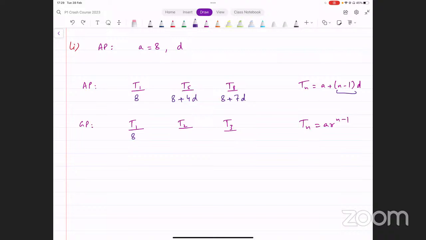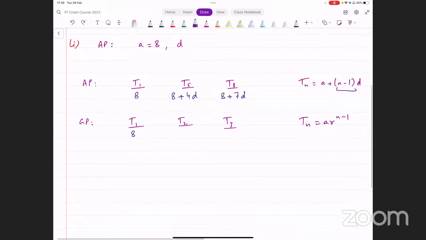This is the eighth term of the AP. Now, similarly, we could write down the second and third terms of the GP as well. If the first term is 8, what about the second term? 8 into r raised to power 2 minus 1, which is just 8r. And then 8 into r raised to power 3 minus 1, which is just 8r squared.